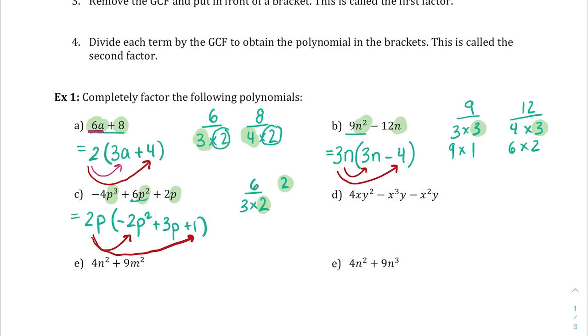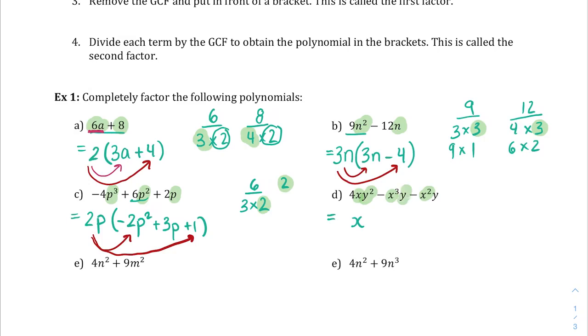All right, it seems like the questions are getting more challenging. Let's keep going. All right, so again, first we look at the variables. They all have an x in common, and then we always look for the lowest power of that variable. So it's going to be to the power of x. So we're going to put that on the left side of our equation.